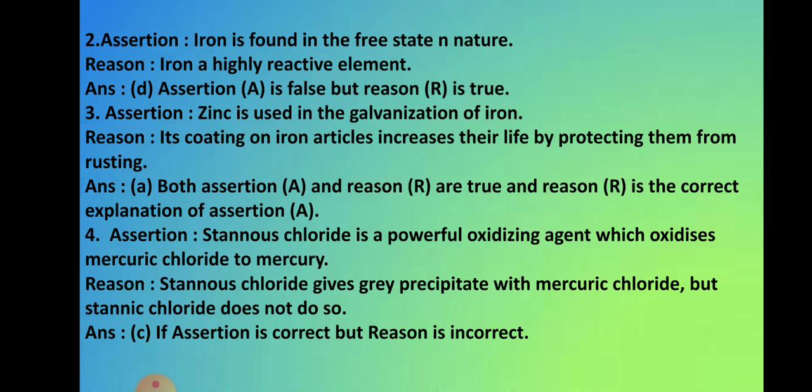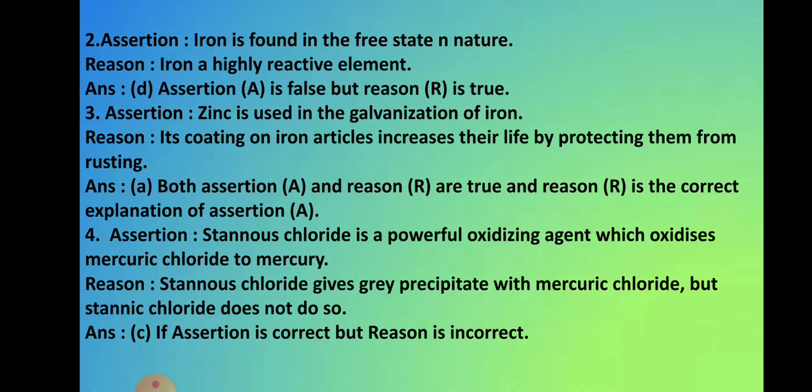The third question. Assumption: zinc is used in the galvanization of iron. Yes, it's correct. Reason: its coating on iron articles increases their life by protecting them from rusting. Yes, that is the correct answer. So both A and R are correct, and it is a correct explanation. So option A is correct.